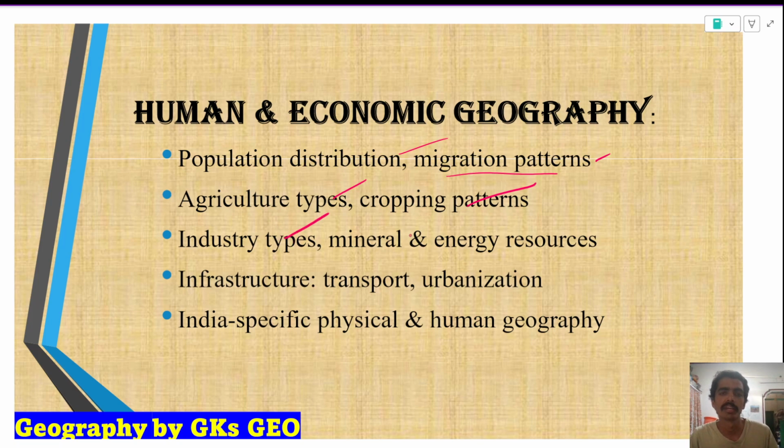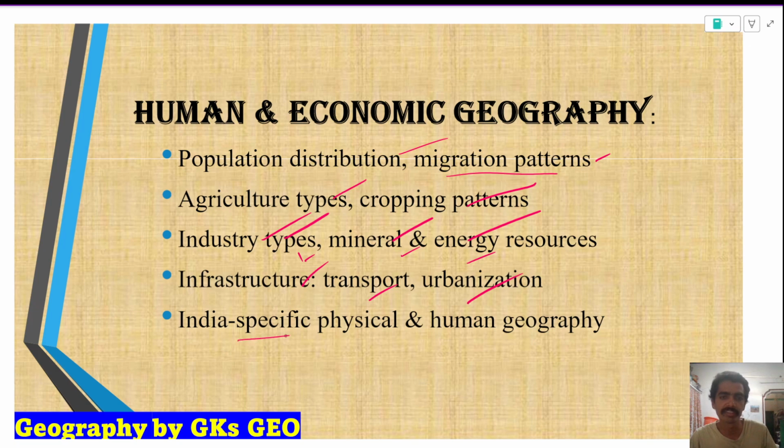Then industry types, mineral and energy resources. Every industry needs some resources like water, soil, power, communication, and capital and labor. For that purpose, there are industrial types and mineral and energy resources. Then infrastructure, that is transport and urbanization. The migration of people from rural areas to urban areas, which results in urban development, is called urbanization.